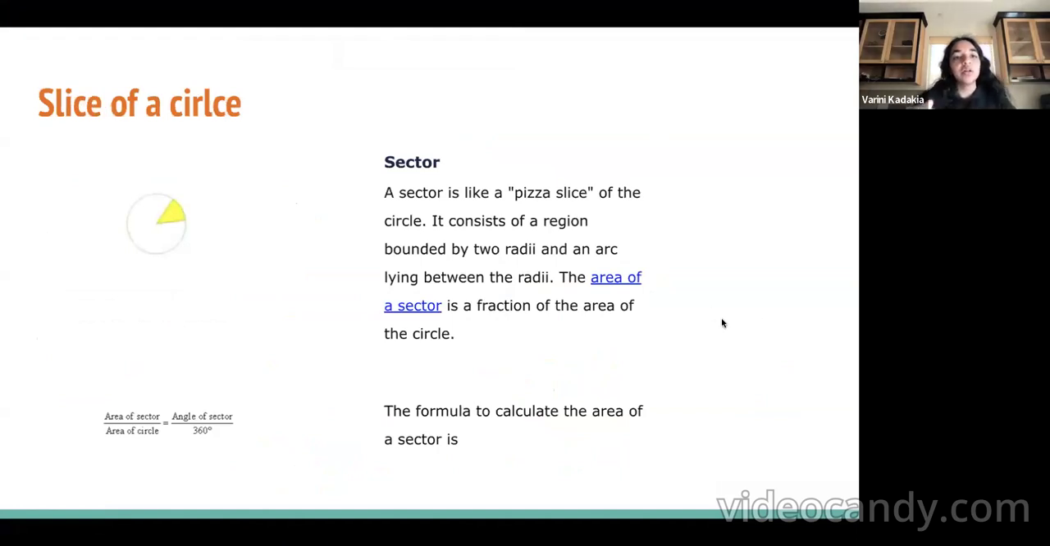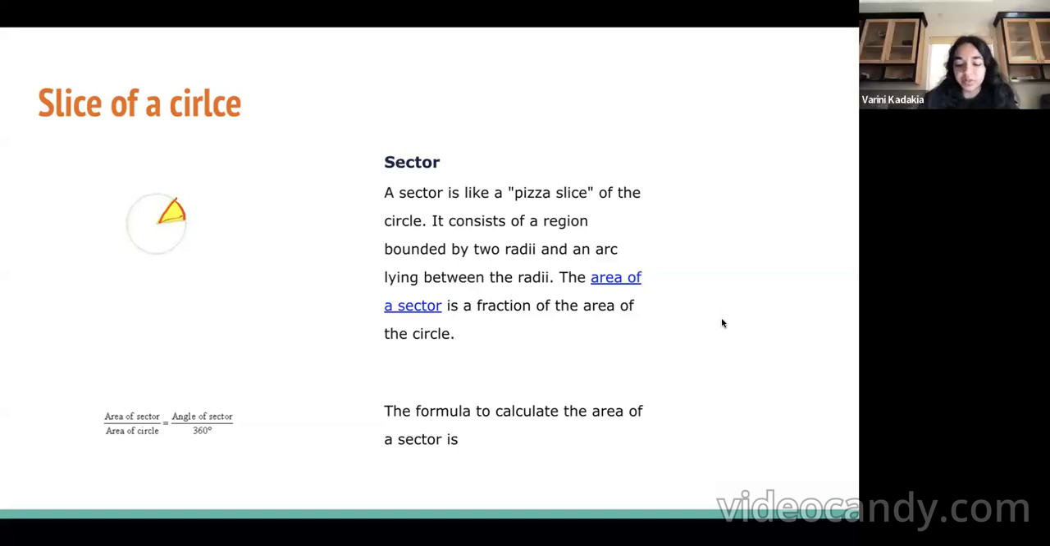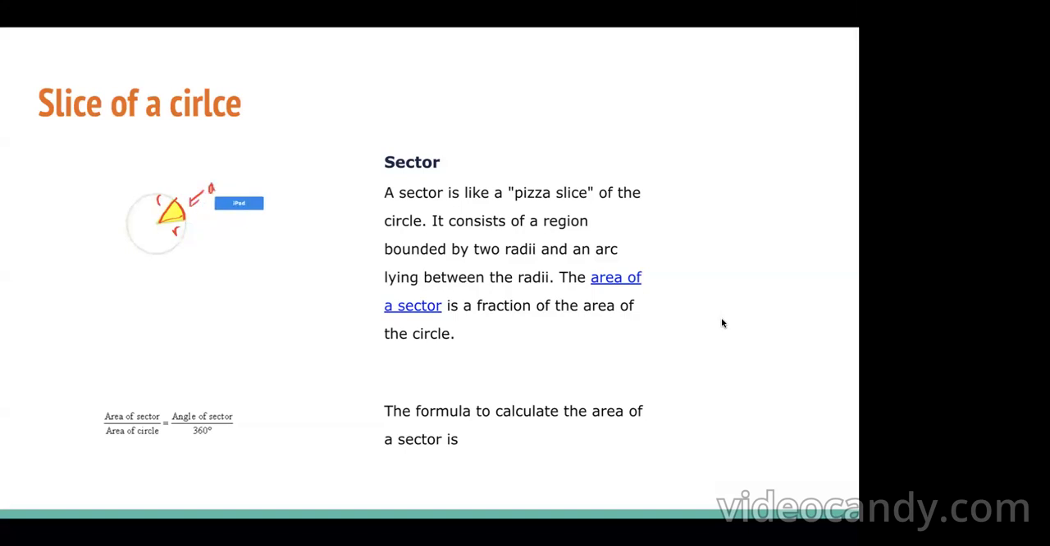Okay. So next we'll go over what a sector is. Have you ever had pizza and seen one slice of a pizza? That's called a sector. It's like a pizza slice. It consists of a region that is bounded by 2 radii. So you have a radius here and a radius here, and an arc. This part over here is an arc.